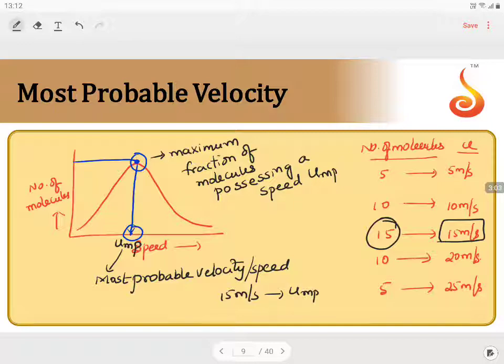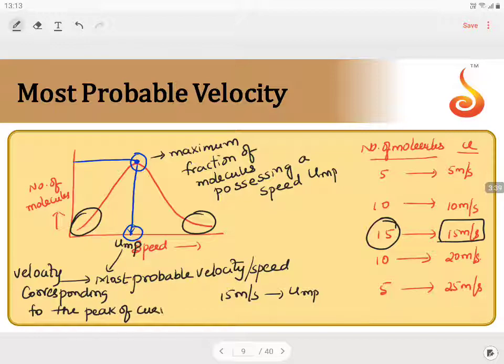Now, if you consider the Boltzmann distribution curves, the fraction of molecules possessing very low velocity or very high velocity will be low. But the fraction of molecules possessing a particular velocity will be very high. That will be observed at the peak of the curve. The velocity corresponding to the peak of the curve indicates the most probable velocity. That is the easy way to understand most probable velocity.